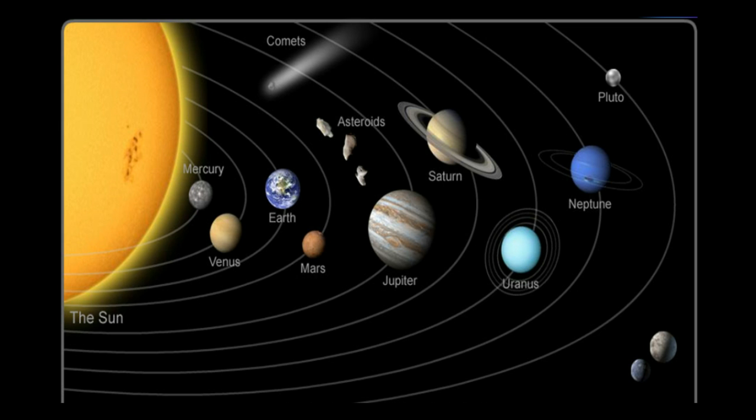Now, how fast they move depends on their distance from the Earth and their orbital distance from the sun. Write that in your notes as well. So how fast they move depends on how far away they are from the Earth and their orbital distance from the sun. So write that down.